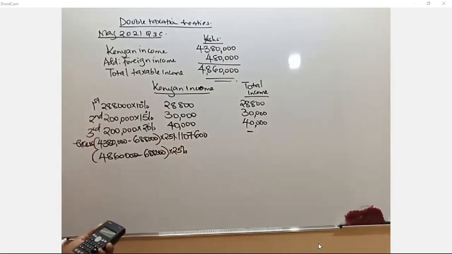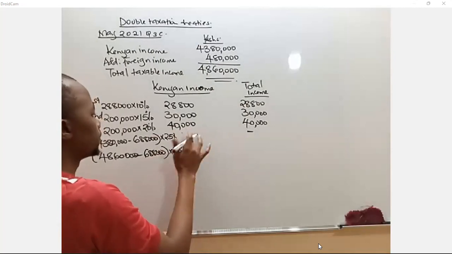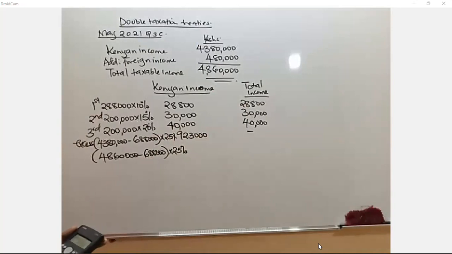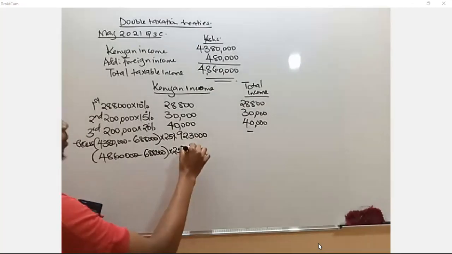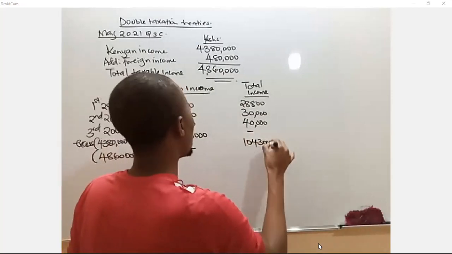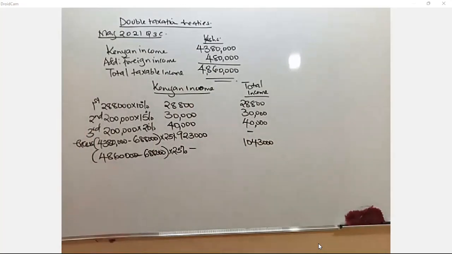So 43,800, let me just repeat that, minus 688,000 times 0.25, we are getting 923,000. That is what I'm going to be putting here, 923,000. The other one will be 48,600 minus 688,000 times 0.25, we are getting 1043,000 for the total income. 1043,000. Correct? That is what already we are getting there.